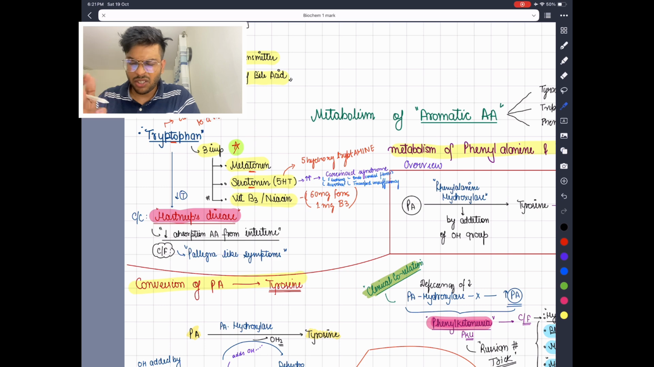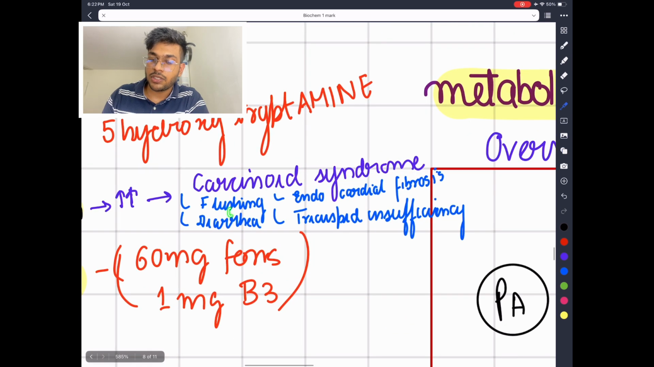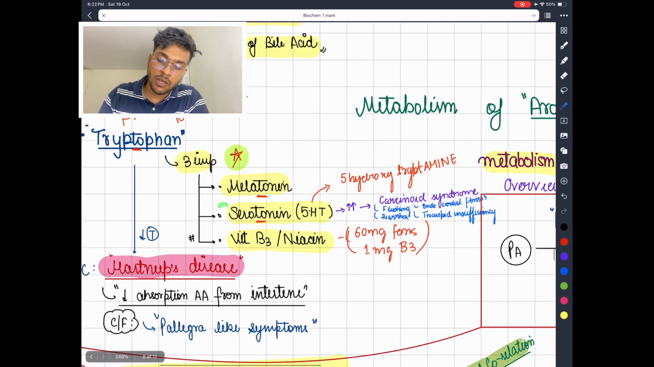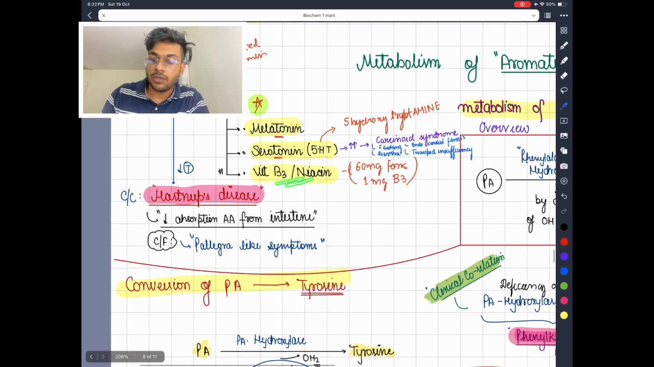Serotonin has a lot of other things, but one question which can be asked is the clinical correlation, carcinoid syndrome, in which 5-HT, which is 5-hydroxytryptamine, also called serotonin, is high. The clinical features will be flushing, endocardial fibrosis, diarrhea, tricuspid insufficiency, which will basically give you a hint about carcinoid syndrome. Either the answer will be that or this. And then, as I said, this can be converted to niacin, right?